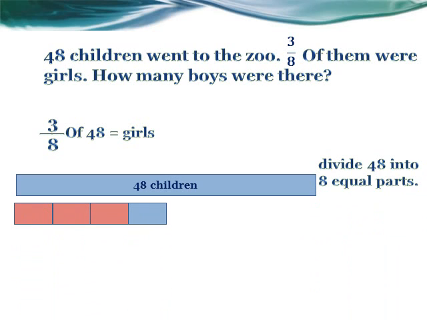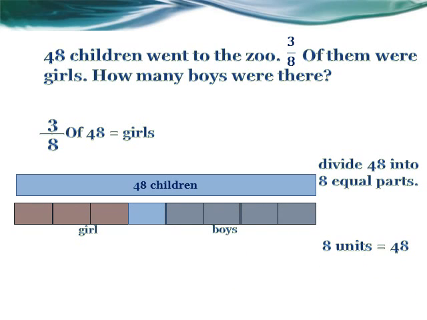I divided them into two different colors. As you can see, there are 3 pink ones because 3/8 of the group are girls. So that represents the girls, the 3 parts. But the question is how many boys there were. Out of 8 parts, if 3 are girls, therefore the 5 are for the boys. So 8 units equals 48. Therefore 1 unit is 6. How do we get that value for 1 unit? If there are 8 units and 48, you just divide 48 by 8, and that is 6.